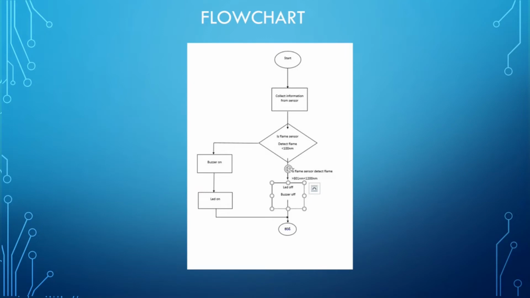Next, this is basically our flowchart. For the first step, we're going to start the sensor, and then the sensor will collect information. If the sensor detects the fire below 100 nanometer, the buzzer and the LED will turn on. But if the flame sensor detects the fire more than 801 nanometer or below 1200 nanometer, the LED and the buzzer will turn off.